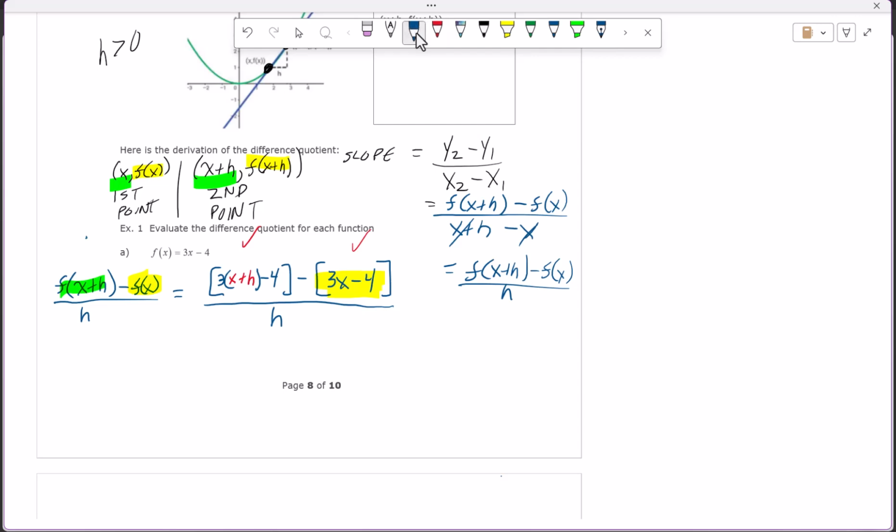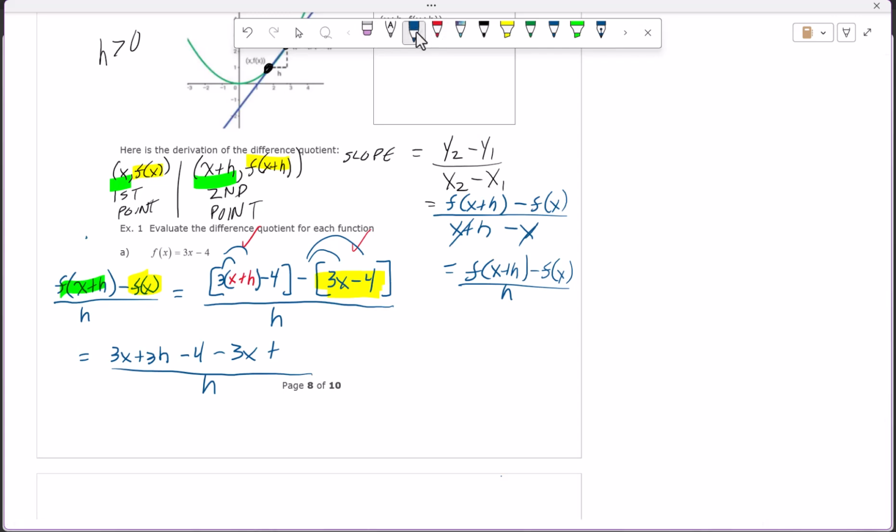So what you'll have is you'll have 3x plus 3h, that's a distributive property, minus 4. Be super careful about this. Now see, this is like multiplying by -1. So -1 times 3x is -3x. -1 times -4 is plus 4. Then that's one big fraction bar all over h.